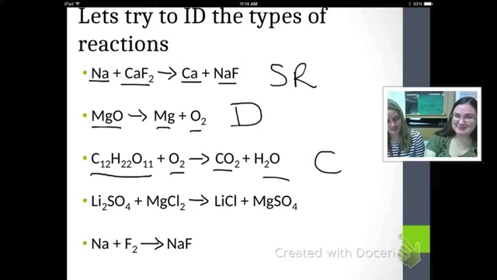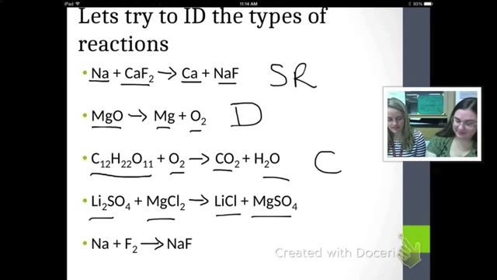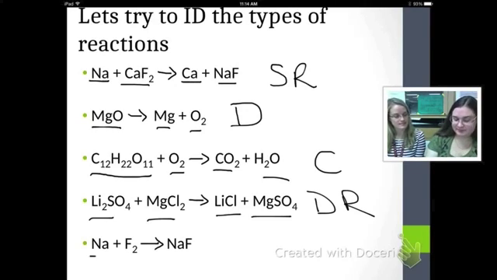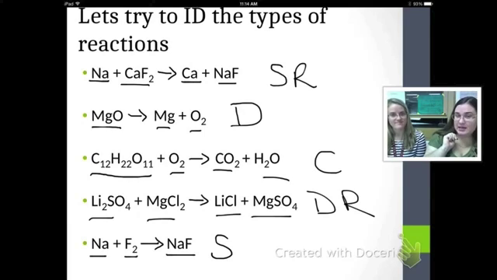Whoa, this is a big one. Lots of big things. I have a compound, a compound, a compound, and a compound. It's probably a double replacement. Double compounds on each side, double replacement. Ta-da! All right, last but not least, we have two single elements and one product. It looks like we're putting two things together to make something new. Yeah, they're coming together. So making something new is synthesis. Yay! All right, time to try it on your own. Till next time.